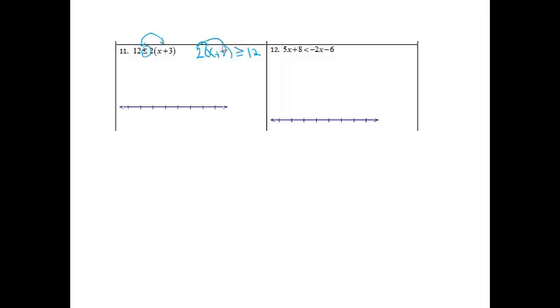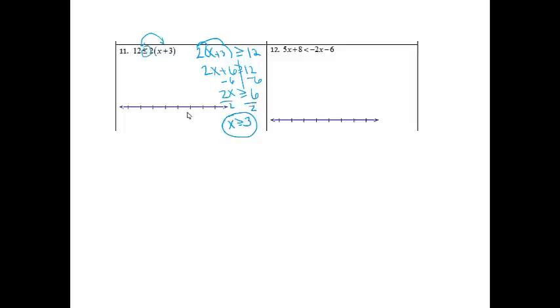Okay, now I'm going to go ahead and distribute. We'll get 2x plus 6, because 2 times 3 is 6, is greater than or equal to 12. When solving this, let's get rid of the plus 6 by doing minus 6 to both sides. So I'll get 2x is greater than or equal to 12 minus 6 is 6, and then we'll divide both sides by 2, and we'll get x is greater than or equal to 3.